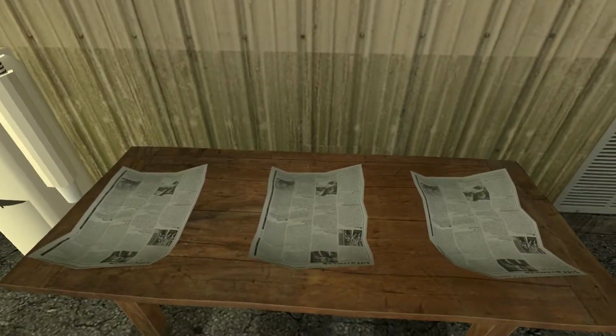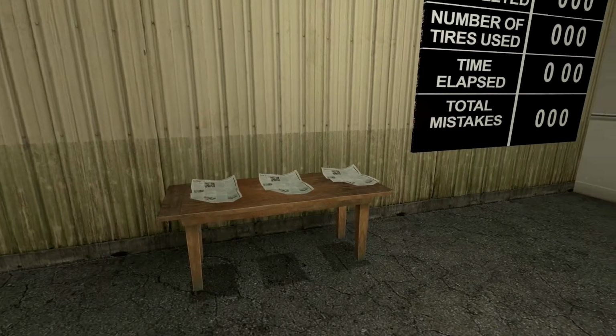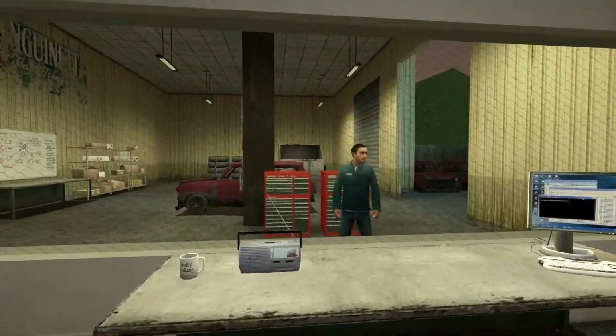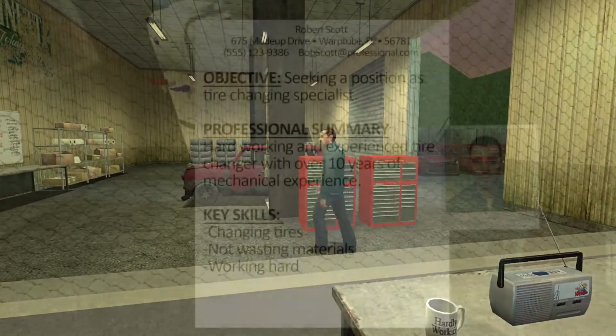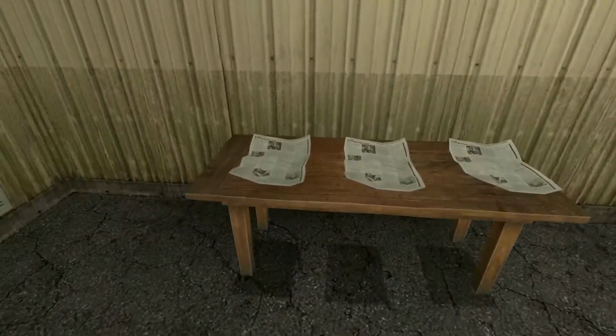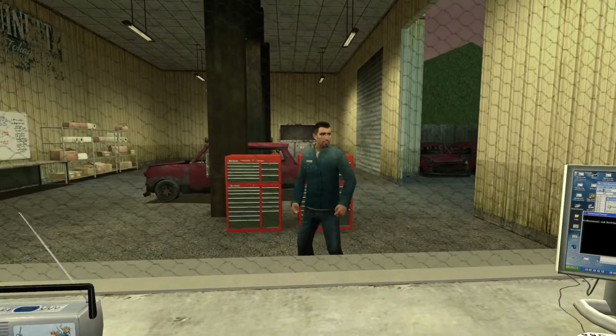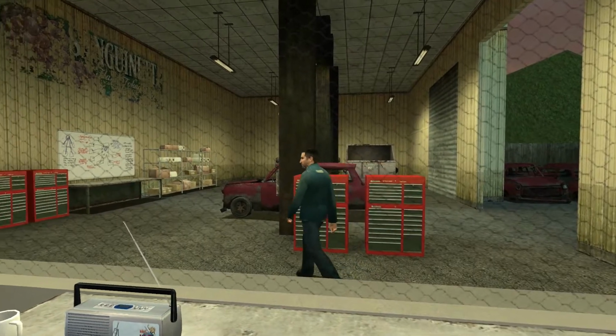So now we know the basics. Let's do a quick look at some of the other workers that we might hire. Here's the cheapest of the bunch. He's the cheapest laborer, but also the most likely to make mistakes. And on the flip side, we have Robert Scott, who is the most expensive, but also the least likely to make mistakes. In addition to being the least likely to make mistakes, he's also the fastest out of the three to install tires.